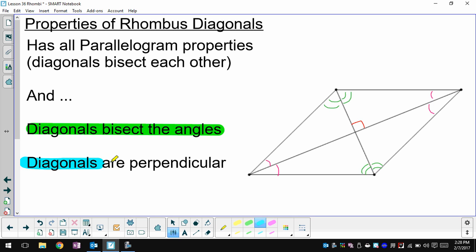Another thing is that these diagonals are perpendicular. So you can see right here, they form right angles. So I end up with four little right triangles inside of this rhombus.